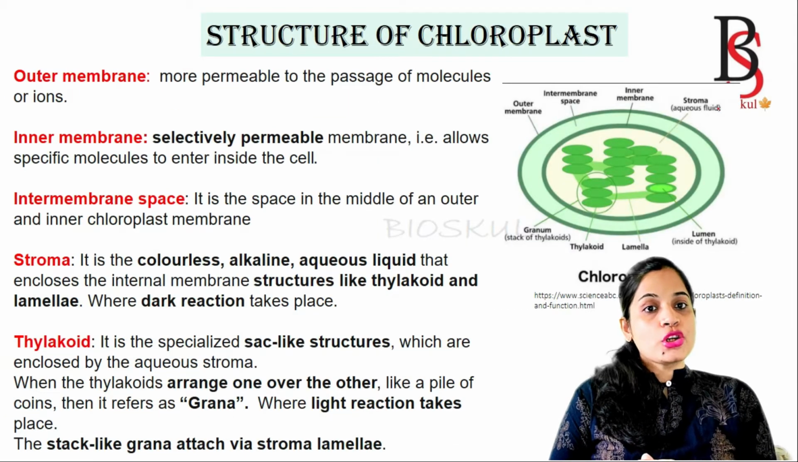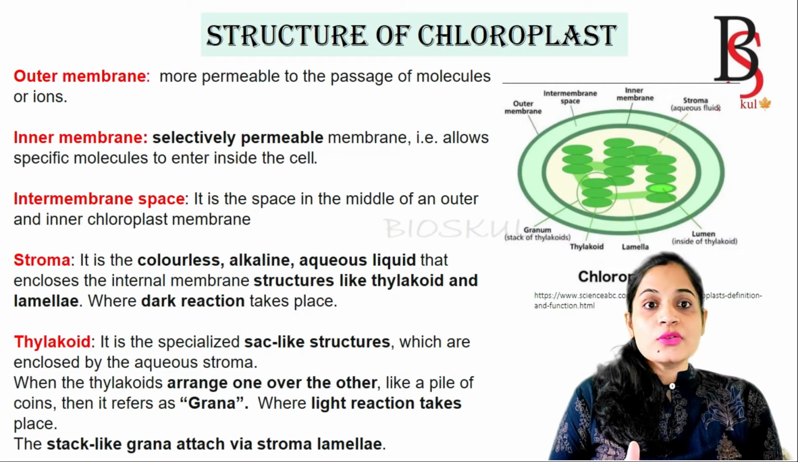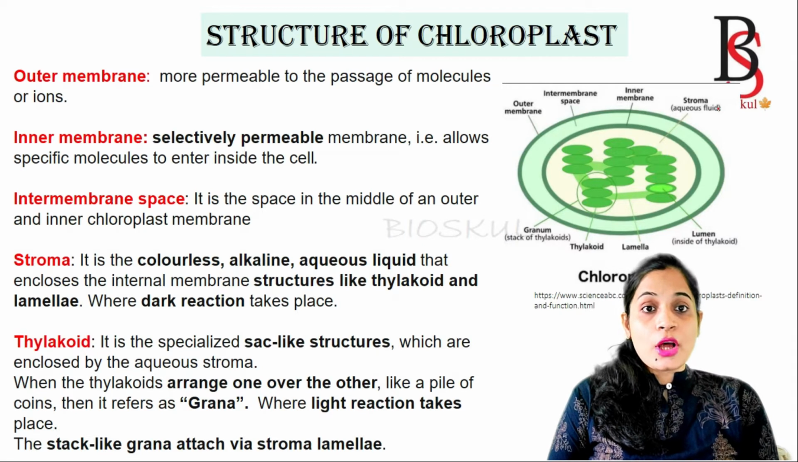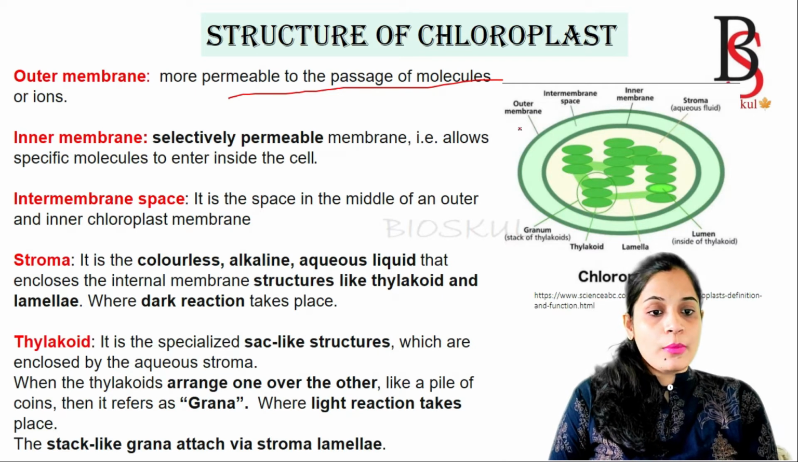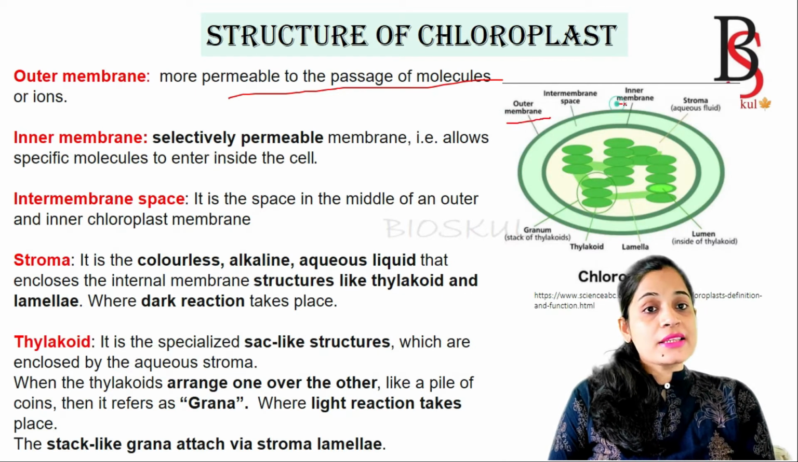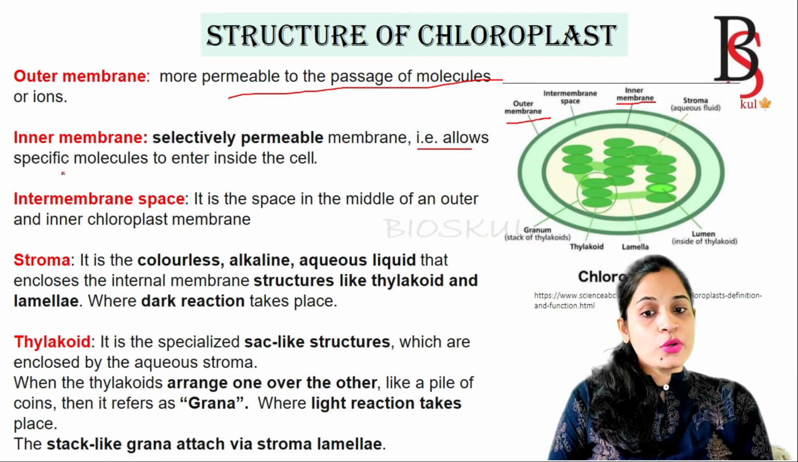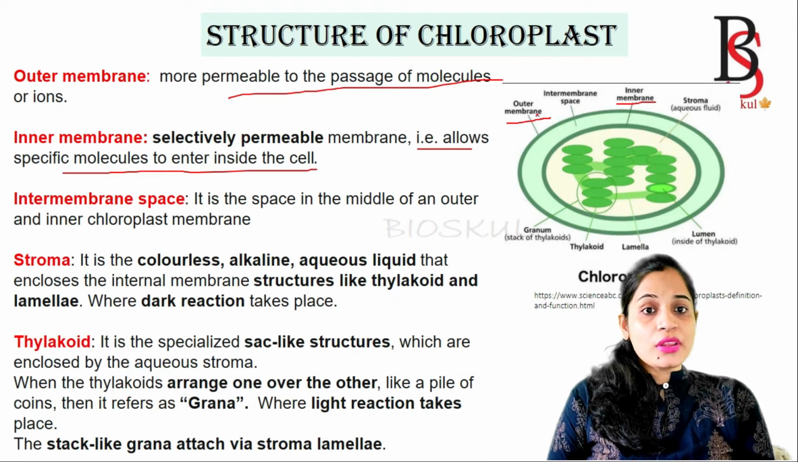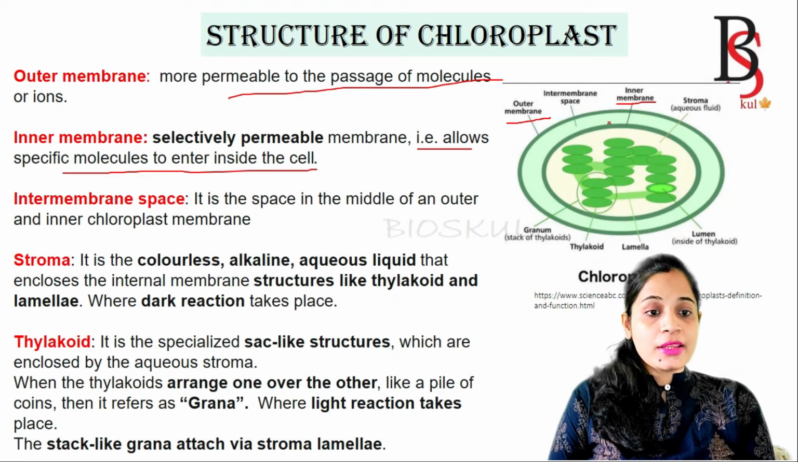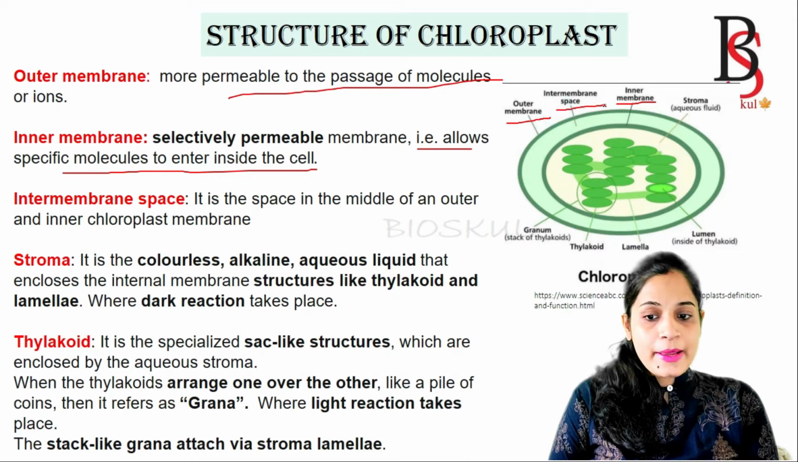Now we will see the structure of chloroplast. As we all know, chloroplast is a double membrane bound structure. It has the outer membrane that is more permeable to passage of all molecules, and the inner membrane, which is selectively permeable and allows specific molecules to enter inside. In between the outer membrane and the inner membrane, a space is present. That space is known as the intermembrane space.